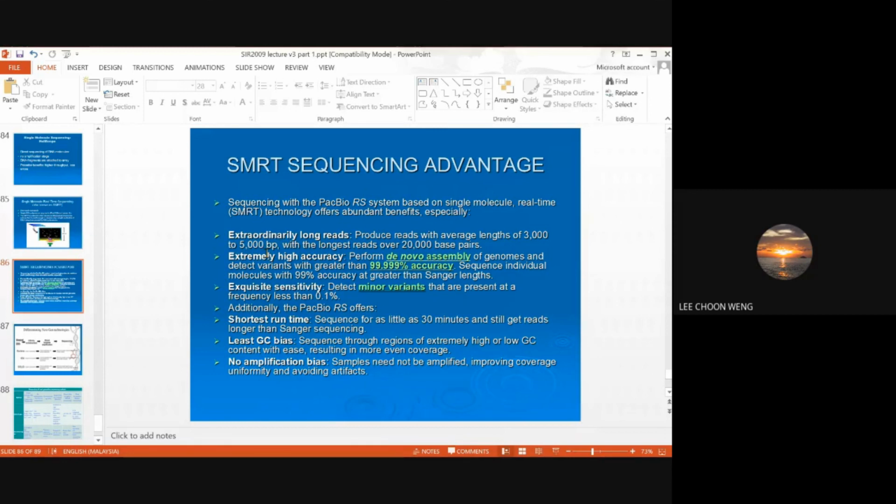Okay, so although the reads are extraordinarily long, the accuracy is still not very high.